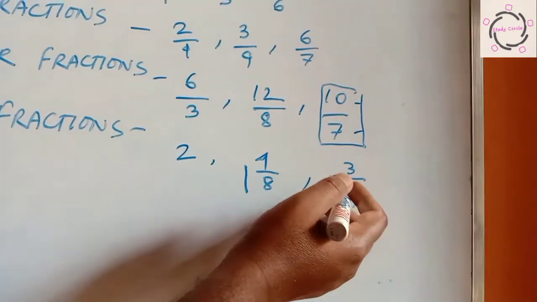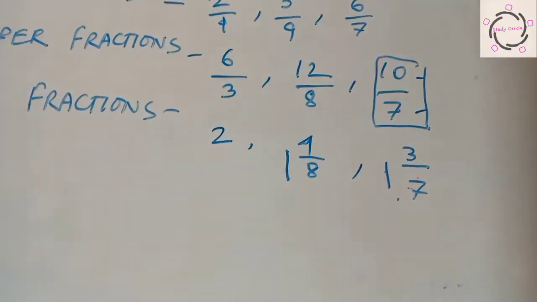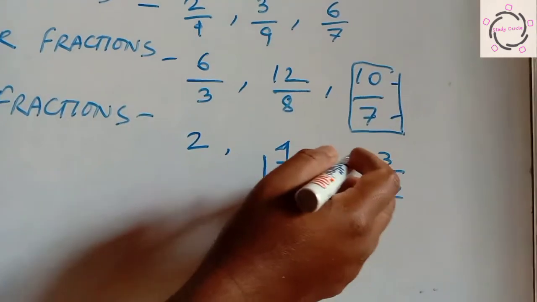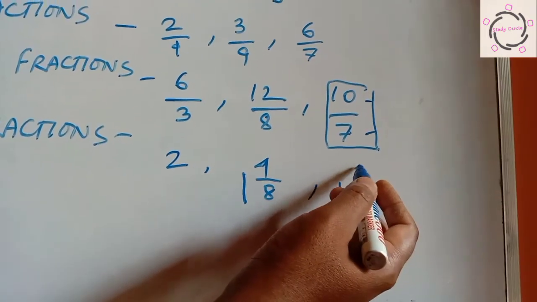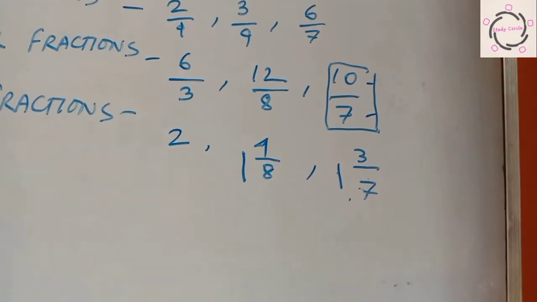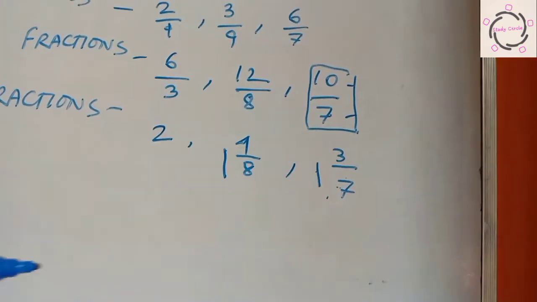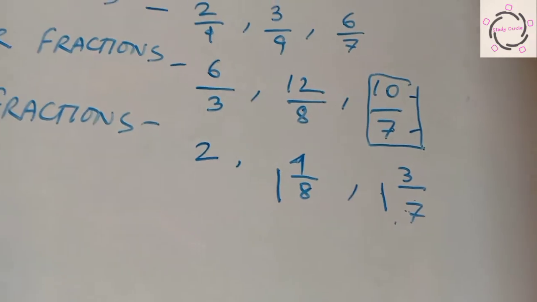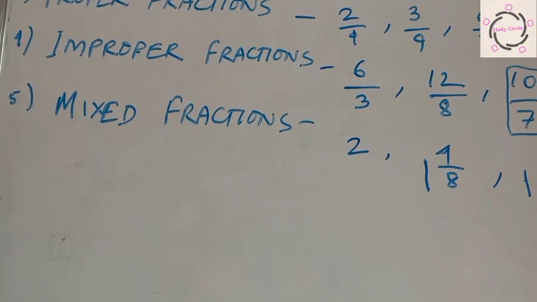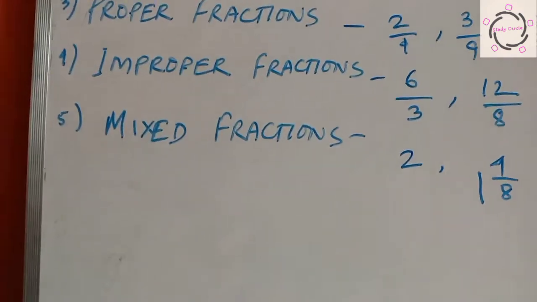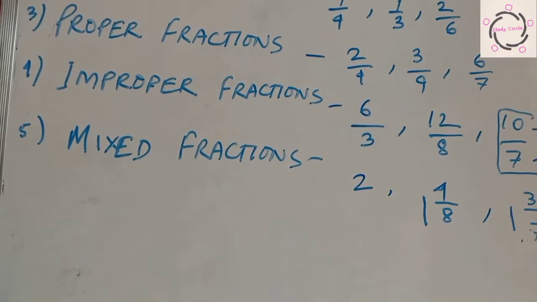Suppose 7 ones are 7, then the nearest whole number goes up to 7, then the remainder is 3, so 3 you have to write in the numerator. So 7 ones are 7 plus 3 gives 10/7. This is a mixed fraction. So these are altogether the 5 types of fractions and how you have to represent them.